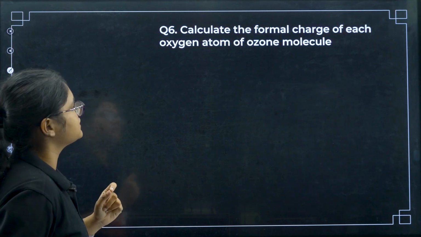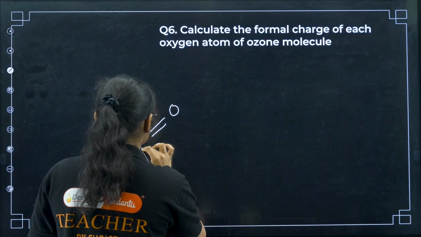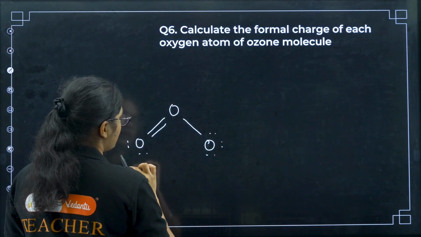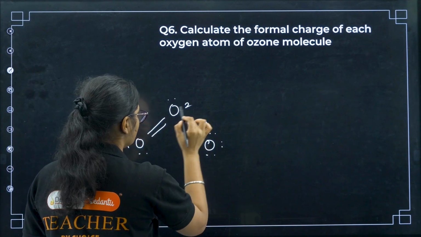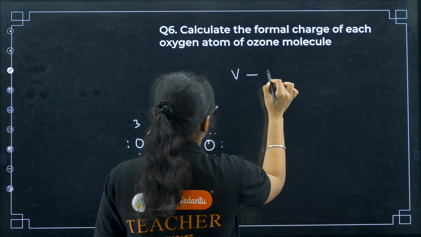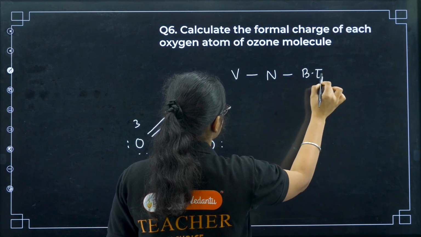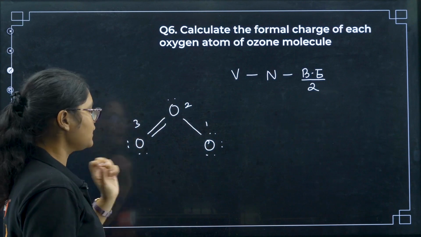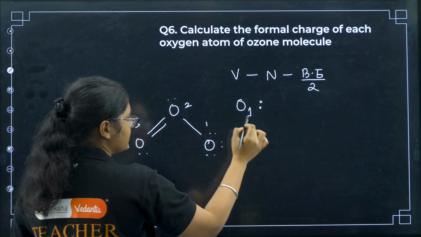Next, calculate the formal charge on each of the oxygens of the ozone molecule. If I draw the ozone molecule, the structure is like this, right? We have 6 here, we have 2 here, and we have 1 here. That is the structure of ozone. Let me number them 1, 2, and 3. What is the formula? Total valence electrons minus non-bonding electrons minus bonding electrons divided by 2.